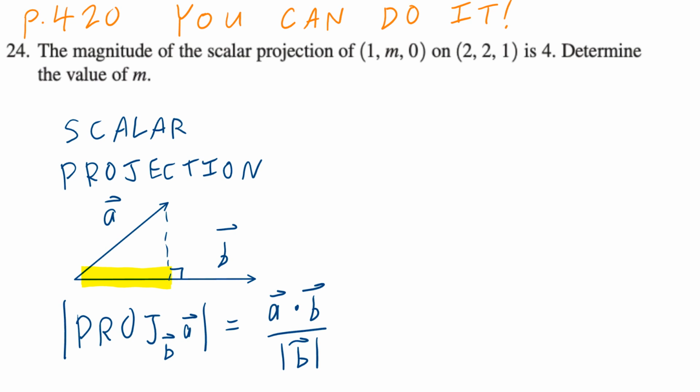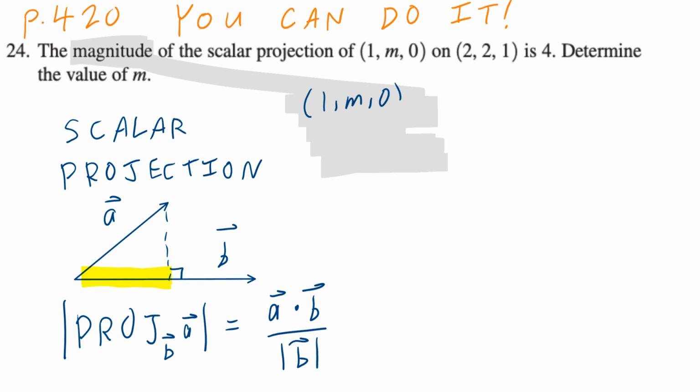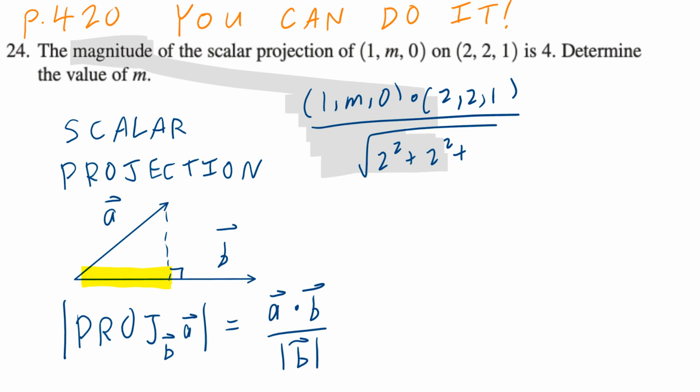Now, in this example, notice there are two cases because they're not just saying find a scalar projection. They're saying specifically the magnitude of the scalar projection. What that means is, it's going to be the scalar projection of (1, m, 0) onto (2, 2, 1). So if I apply this formula, A dot B divided by the magnitude of B, in this case we're thinking about (1, m, 0) dotted into (2, 2, 1) divided by the magnitude of (2, 2, 1), which is basically the square root of the sum of the squares.